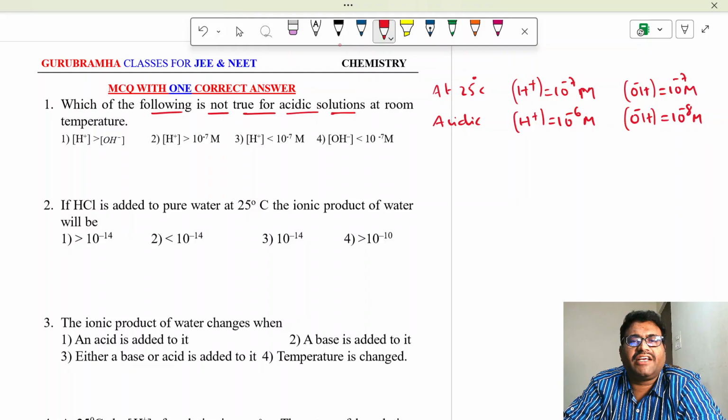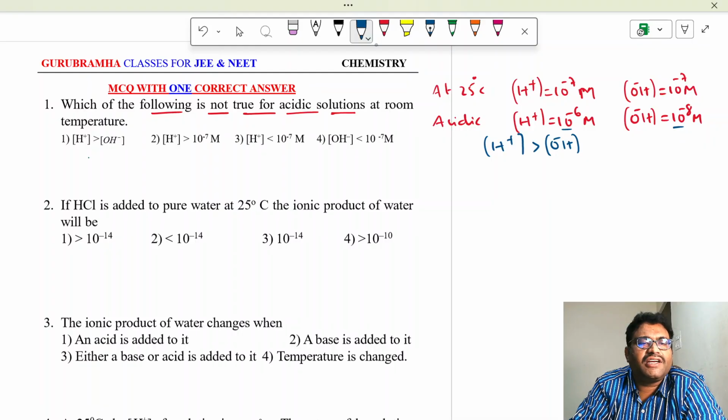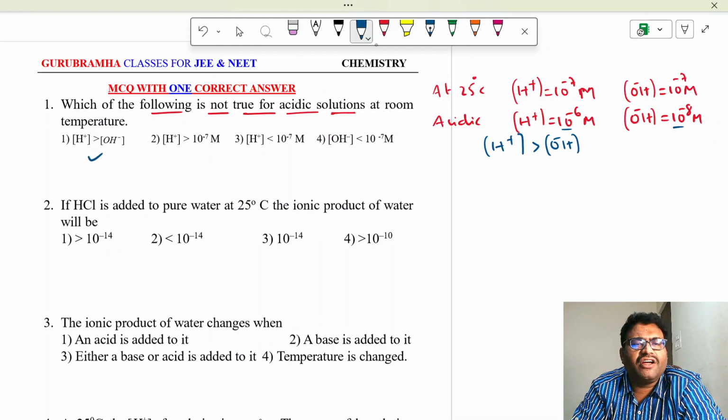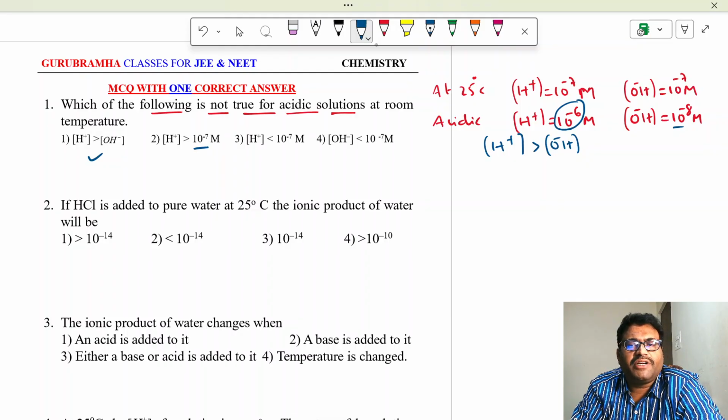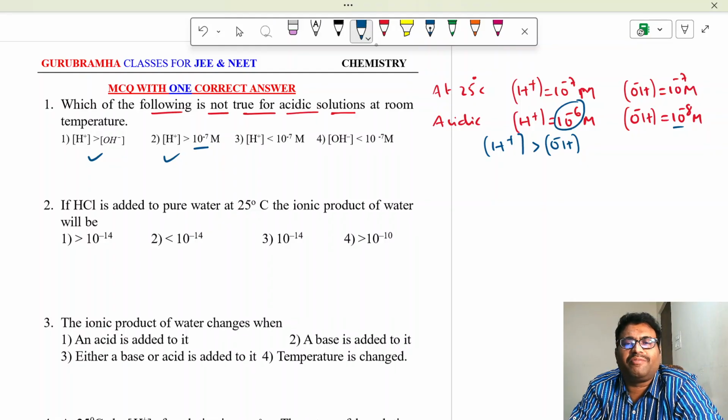Can I say that H plus ion concentration is greater than OH minus ion concentration? Yes, because H plus is 10 power minus 6, OH minus is 10 power minus 8. 10 power minus 6 is greater than 10 power minus 8, so it is correct. H plus ion concentration is greater than 10 power minus 7. See, 10 power minus 6 is greater than 10 power minus 7, so this is also correct. H plus ion concentration is less than 10 power minus 7.